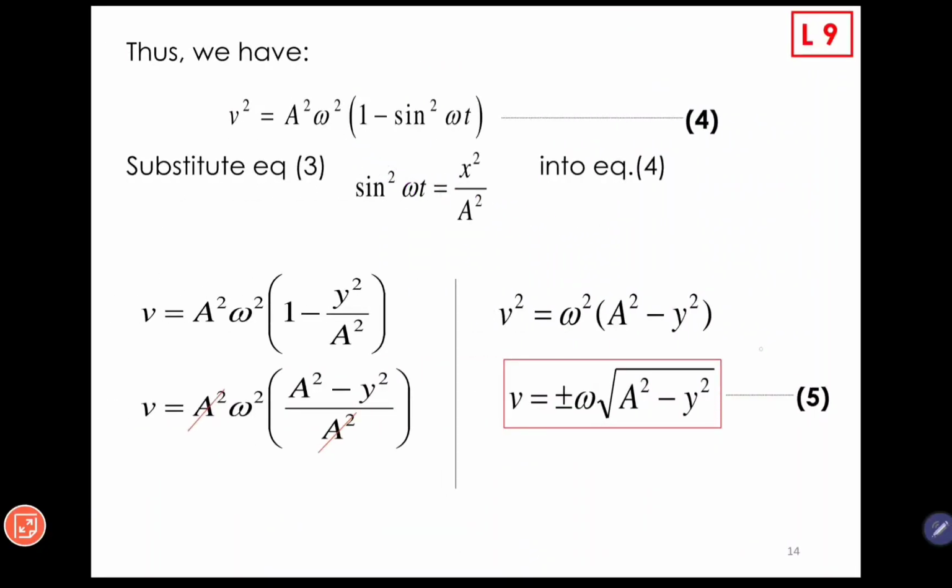Alright, so we just substitute cos omega t squared by 1 minus sine omega t squared. You will get this. So this is our fourth equation. Alright, and then we just substitute the third equation into our fourth equation, where according to the third equation, sine omega t squared equals y squared over a squared. Okay, sorry, this is y. Let me correct this one first.